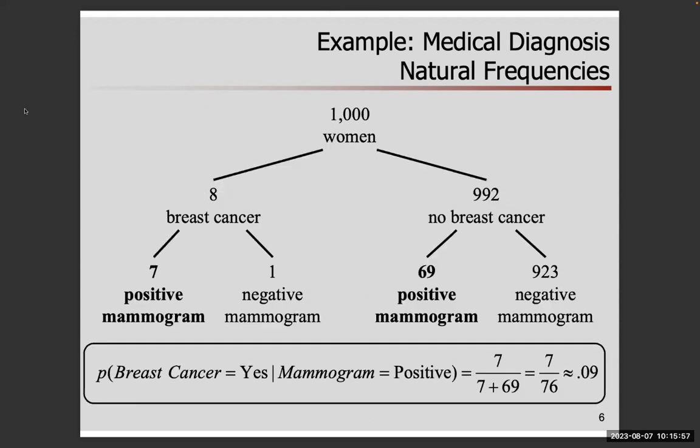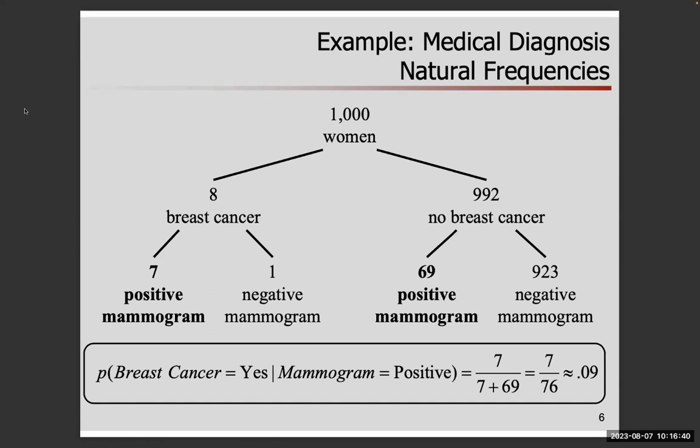Well, one way to tackle this is with something like a tree diagram. So starting at the top, we have this pool or population of 1,000 women. Working towards the left, 8 of them actually do have breast cancer. Of those 8, 7 of them would test positive on the mammogram screener, 1 of them would not. Of the 992 who do not have breast cancer, 69 of them would test positive, 923 would not. We have a patient, take the mammogram screener, the result is positive. What should we infer? Well, just thinking about this in terms of probabilities, what's the probability that this patient has breast cancer given that the result of the mammogram is positive?